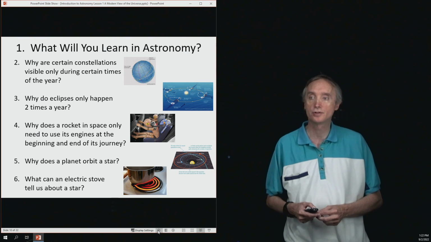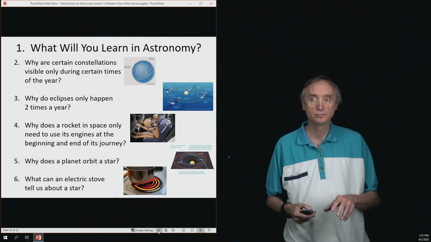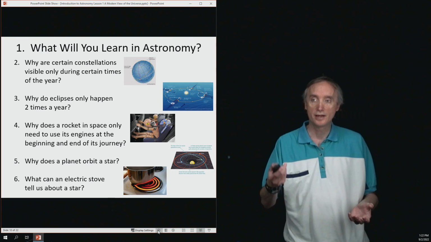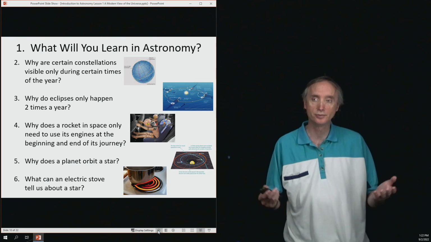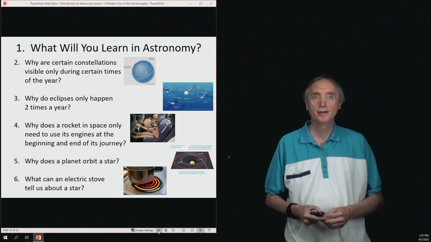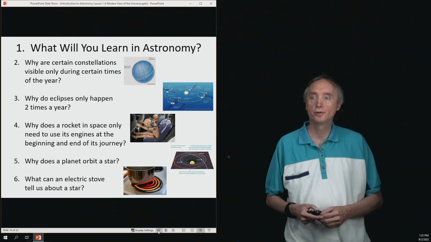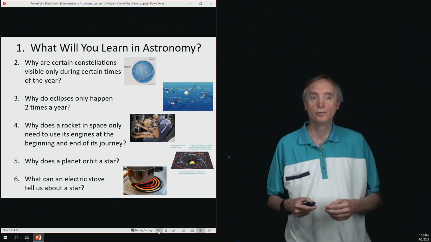Then after you've done lesson number 4, you'll know why a rocket ship in space only needs to use its engines at the beginning and the end of its journey. In between it coasts. Why? As you can see from that picture, you'll also learn about crash dummies. And what's that got to do with astronomy? Well, you'll find out.